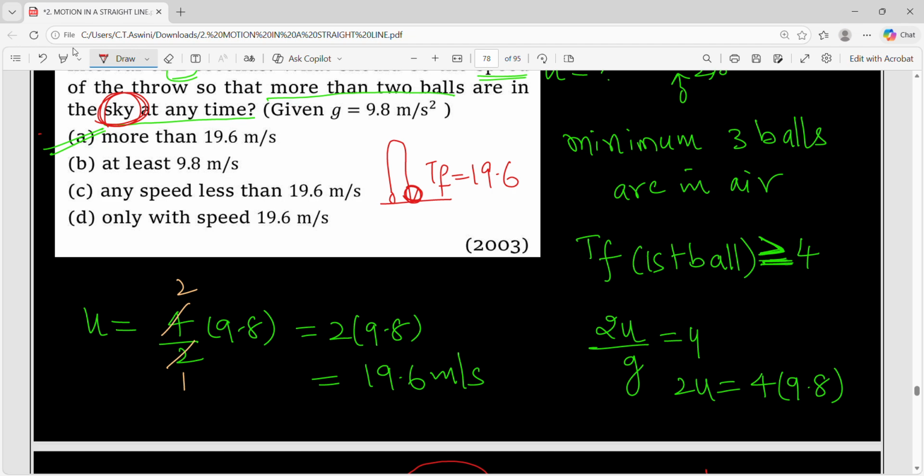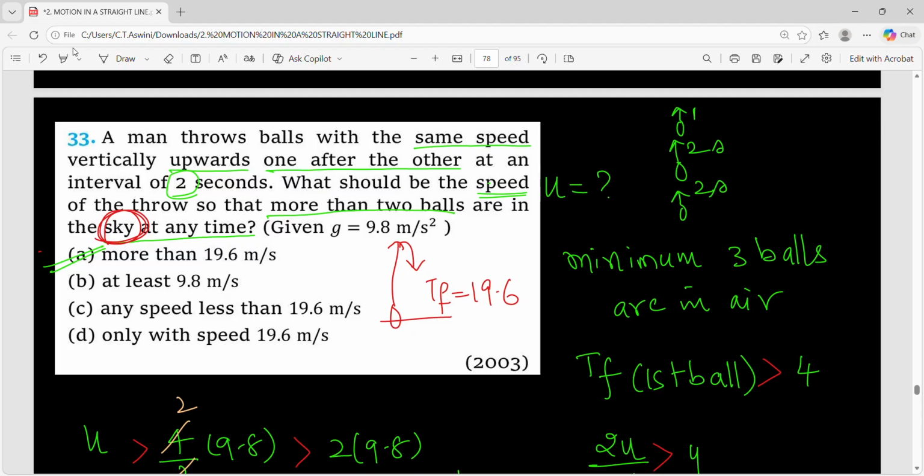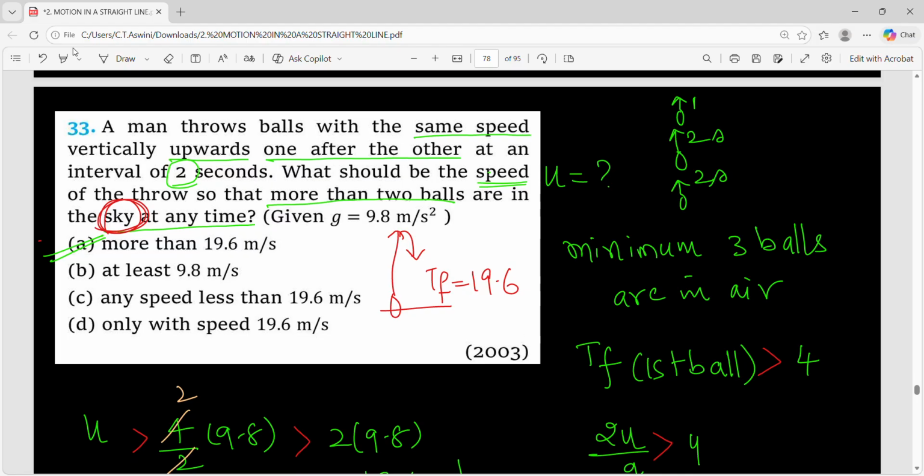But what is the question? It says that minimum 3 balls, I mean more than 2 balls remain in the sky. That means the first ball is also in the sky, it hasn't yet reached the ground. So we'll do one thing. It is not equal to. We'll take it as greater than. The first ball is still in the air, so more than 4 seconds, and the answer is more than 19.6. Clear? Any difficulty? Just clearly understand the question.